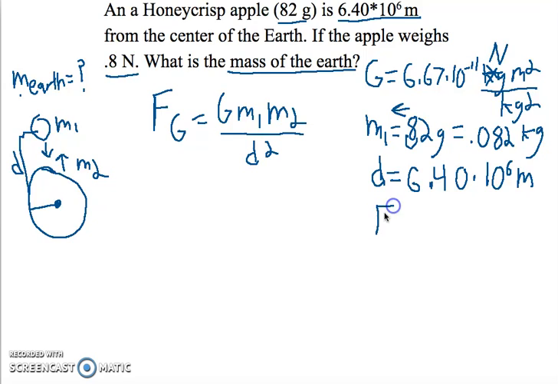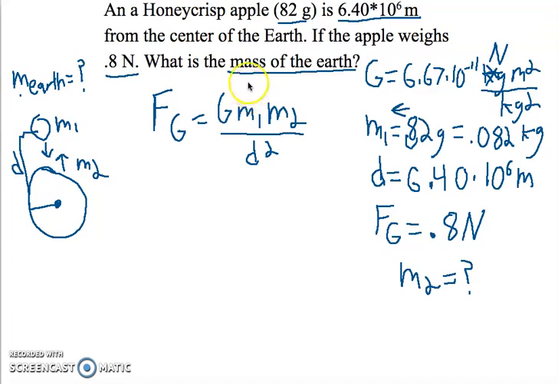And we actually know the weight. Again, that's the force, because we're assuming the apple's pretty close to the surface of the Earth. The weight and the force of gravity in this case are really the same thing. So we actually know what that force of gravity is, 0.8 newtons. And again, we're really looking for the mass of the second object, which is the Earth.